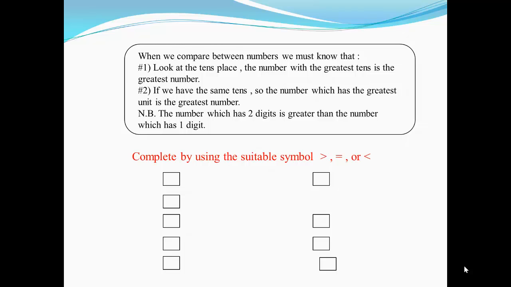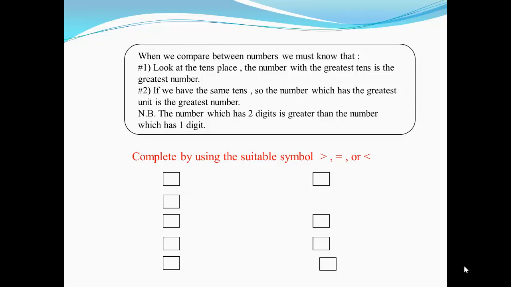But Miss Mervyn, if I have the same tens, how can I compare between numbers? If you have the same tens, shift to the ones. The number which has the same tens but different ones, choose the greatest ones to get the greatest number. But if I have the same ones and the same tens, I discover that they are the same, and the ones are the same. For sure, they are the same number, so they are equal to each other.